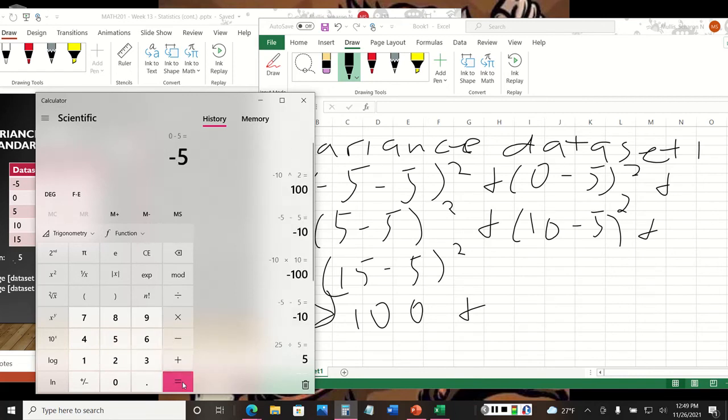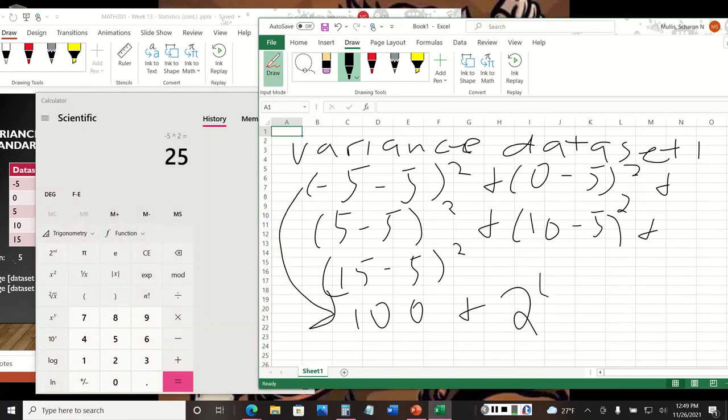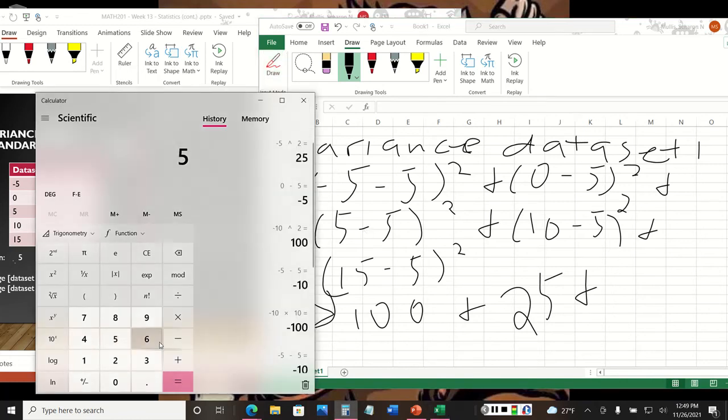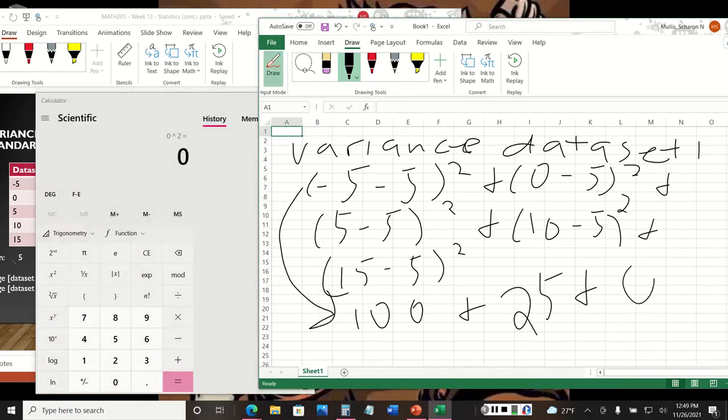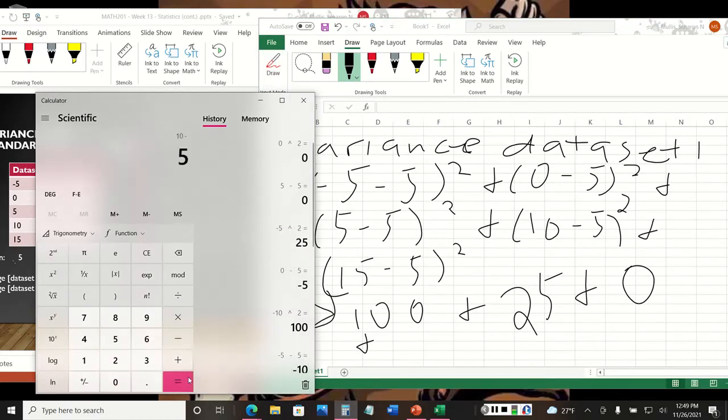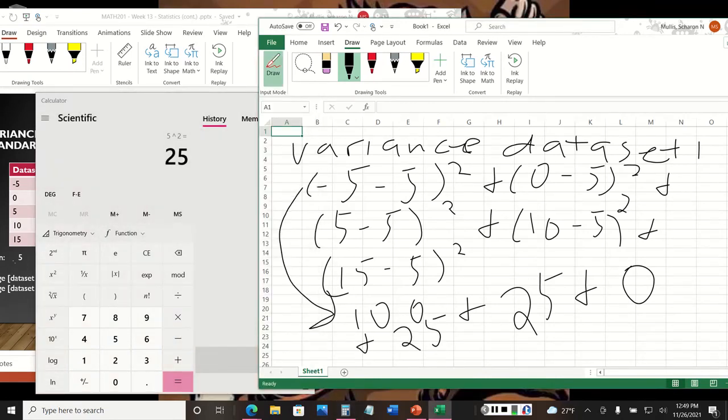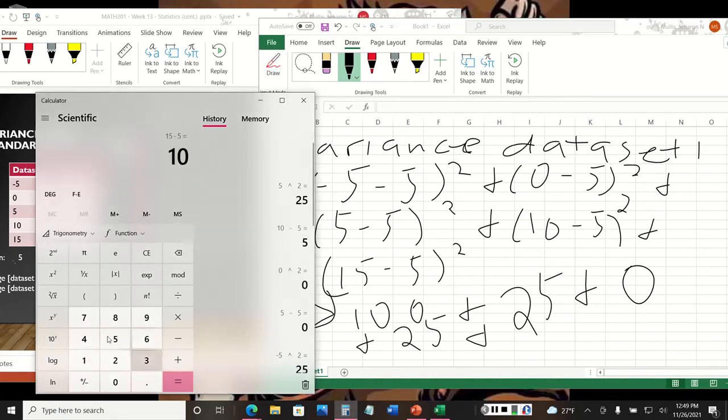0 minus 5. That gives us -5, but we have to square that, which gives us 25, plus 5 minus 5. And if we square 0, it stays 0. And what's the next number? Okay, 10 minus 5, and then we square that. That gives us another 25, plus 15 minus 5. And we square that. That gives us 100.